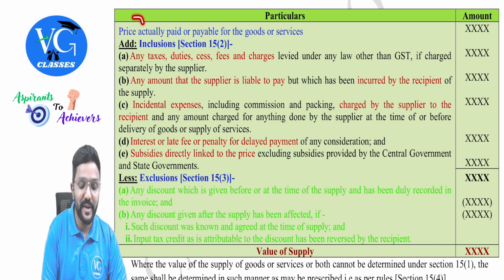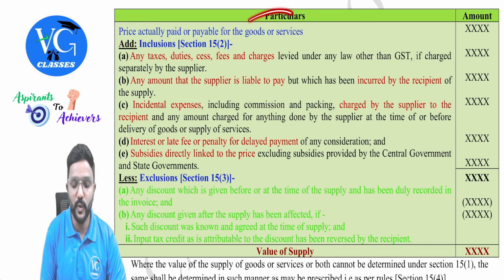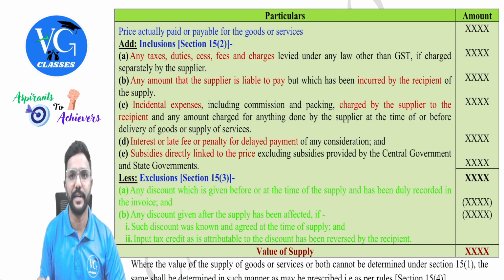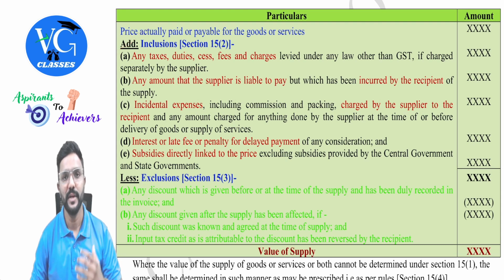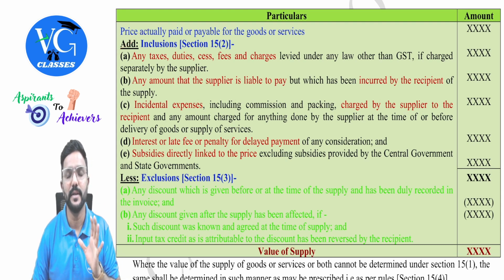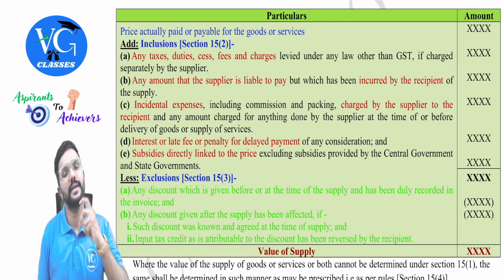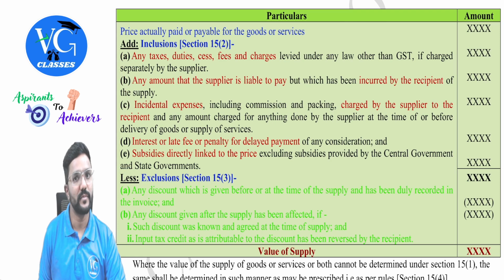Okay. So for the price actually paid or payable for the goods or services, we need to add a few items. Which those items are, is given in section 15 subsection 2. We will be discussing all the items. Sir, will all the items be given in the question? May not be, guys. If any of these comes in the question and if the condition given here is satisfied, then you need to add it to the price. Yes, sir. What are those?